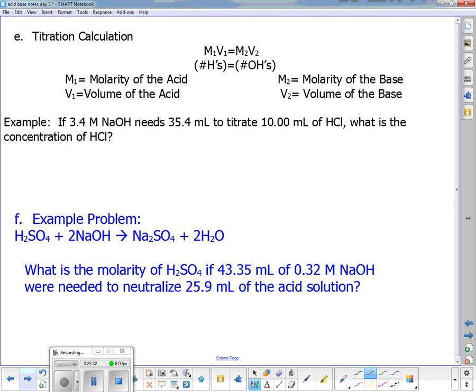Let's look at the calculations. Now up here I've got M1 V1 equals M2 V2. You could also say MA VA equals MB VB, just saying base and acid.